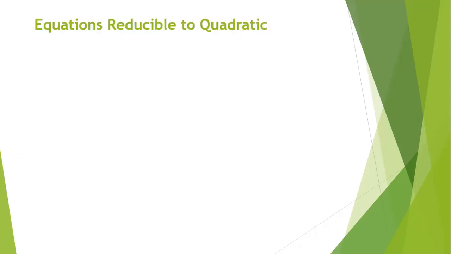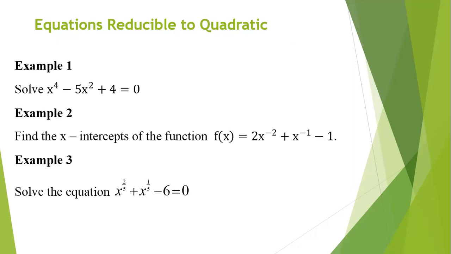The next thing we want to look at now is equations reducible to quadratic. Some equations, when you are given them, are not naturally quadratic, but you can transform them into a quadratic equation. Then you can use the method of solving quadratics. You can be given a polynomial of order 4, and that polynomial can be reduced to quadratic. You can also be given a radical equation, and you can reduce that radical equation to a quadratic equation. Let's look at an example.